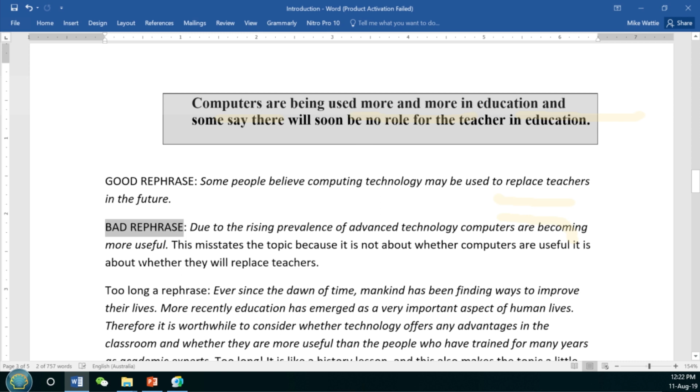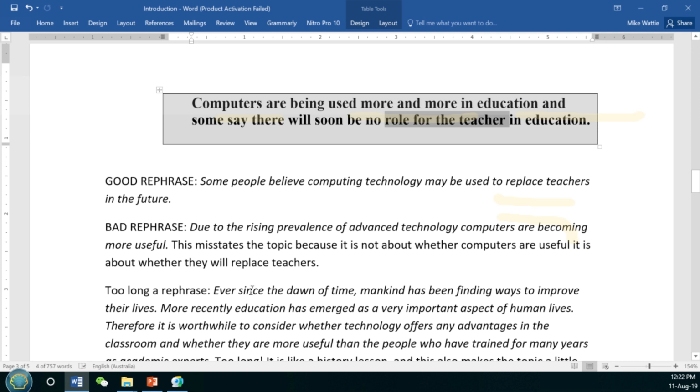And the problem here with this paraphrase is that I've slightly changed the topic. So the bad rephrase: due to the rising prevalence of advanced technology, computers are becoming more useful. And then the problem is here with this more useful. Computers becoming more useful. That's not really what the topic is about. The topic is not about computers becoming more useful. It's about whether there is a role for the teacher, whether teachers will be replaced. So this is a common mistake, to poorly paraphrase the topic.